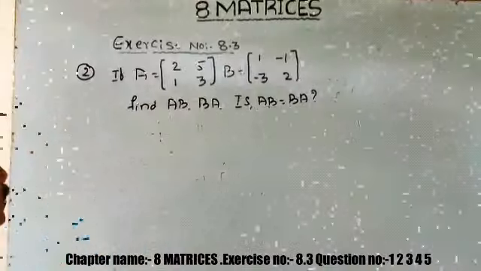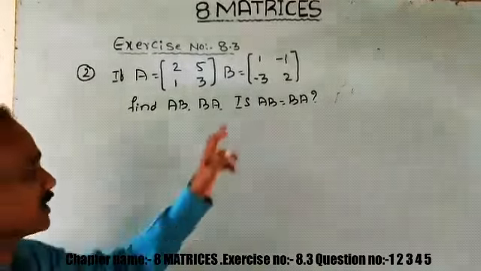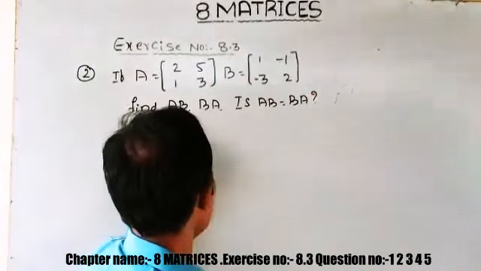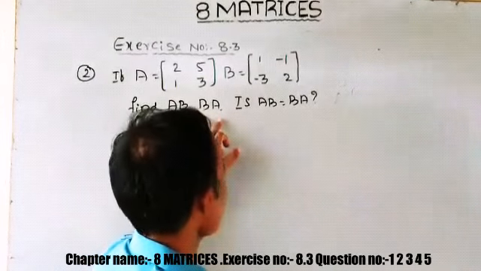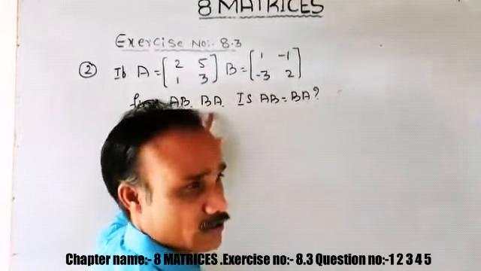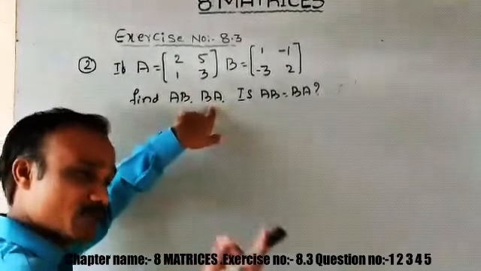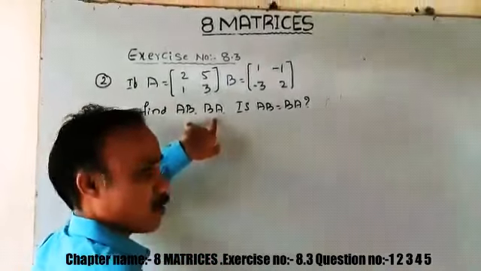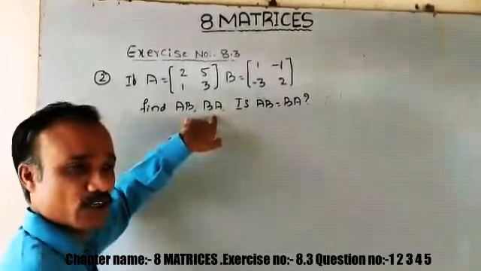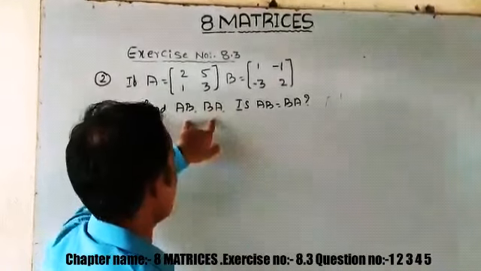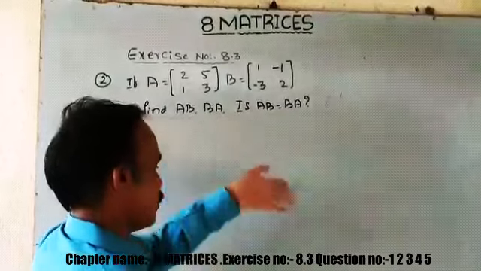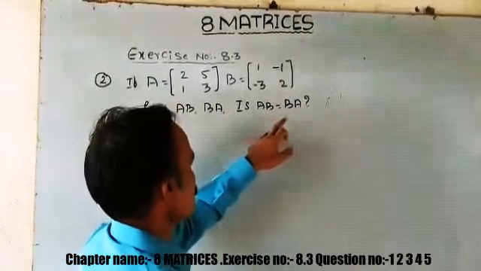A is equal to 2, 5, 1, 3. B is equal to 1, minus 1, minus 3, 2. Find AB and BA. These two are not equal, which means that multiplication of matrices is not commutative. But A plus B is equal to B plus A. In ordinary multiplication, 3 into 4 is equal to 4 into 3. But in the case of matrices, AB is not equal to BA; you'll see later whether AB is equal to BA.